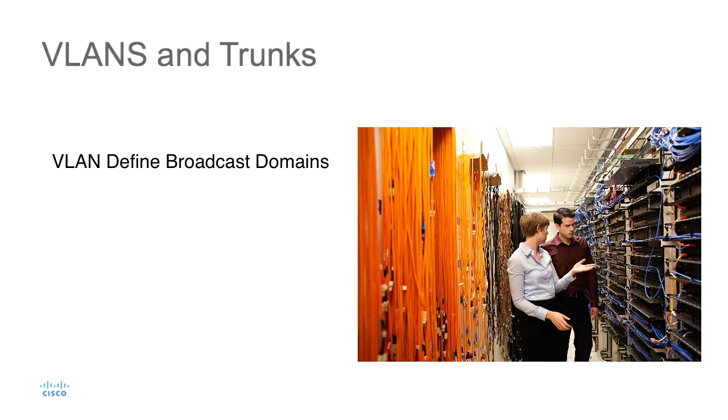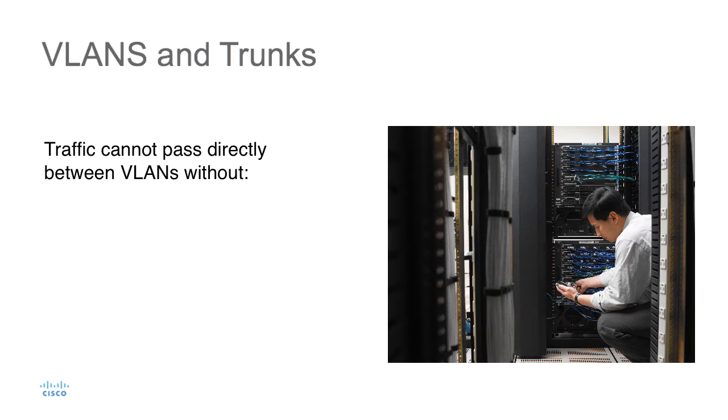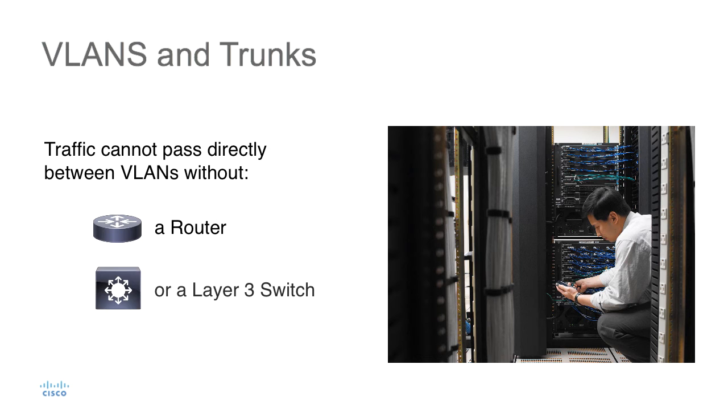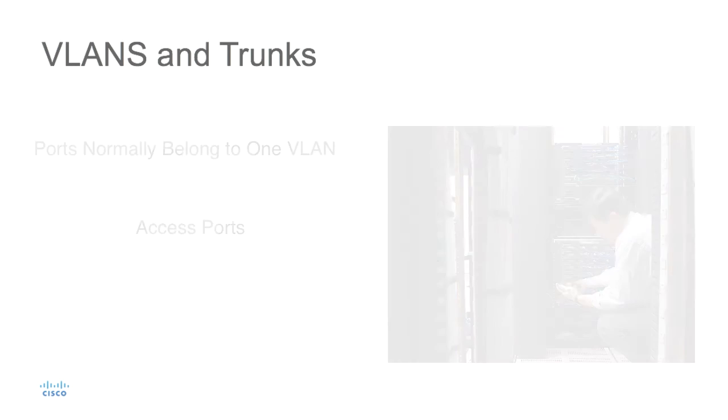VLANs define broadcast domains in a layer 2 network, and a broadcast domain is the set of all devices that will receive broadcast frames originating from any device within the domain. Traffic can't pass directly from one VLAN to another, so to interconnect two VLANs, you need a router or a layer 3 switch. Ports on a physical switch are typically configured to belong to a single VLAN, and these ports are commonly referred to as access ports.